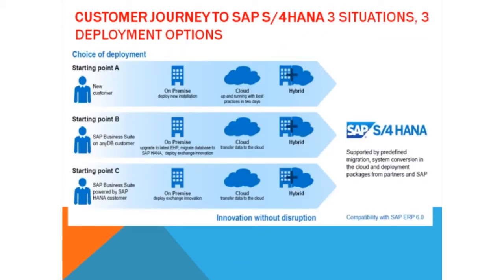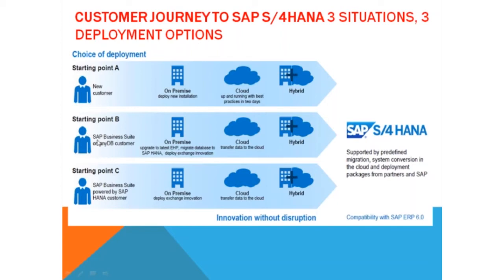Then the customer journey to S/4HANA: 3 situations, 3 deployment options. Based on the situation, now we are giving you the options. Option A, new customer: on-premise deployment, new installation. Cloud, up and running with the best practices in 2 days. Hybrid solutions, you can also merge; hybrid solutions are also there.